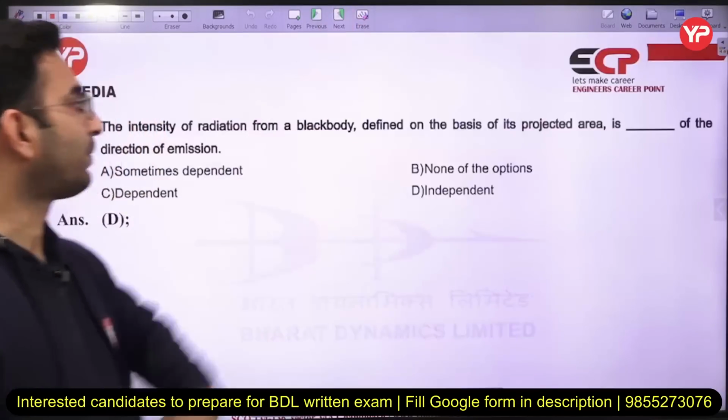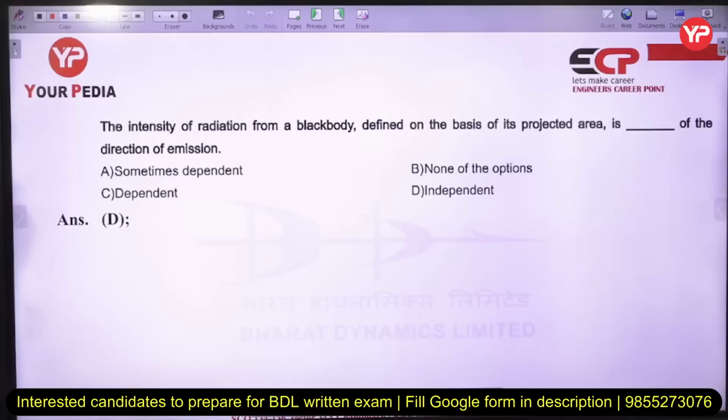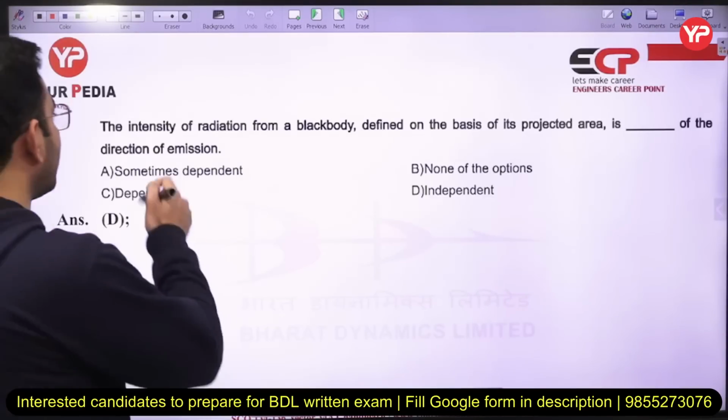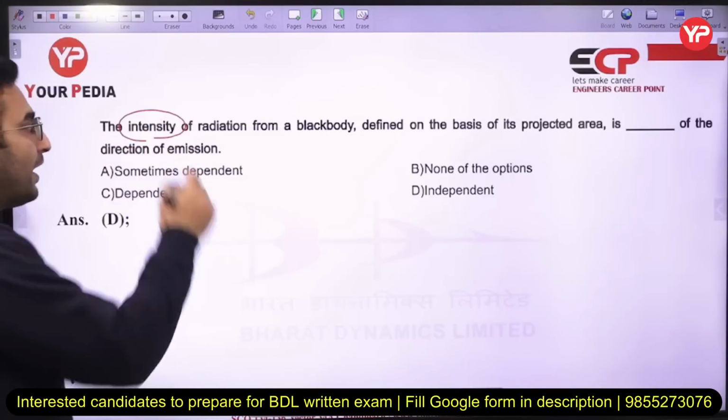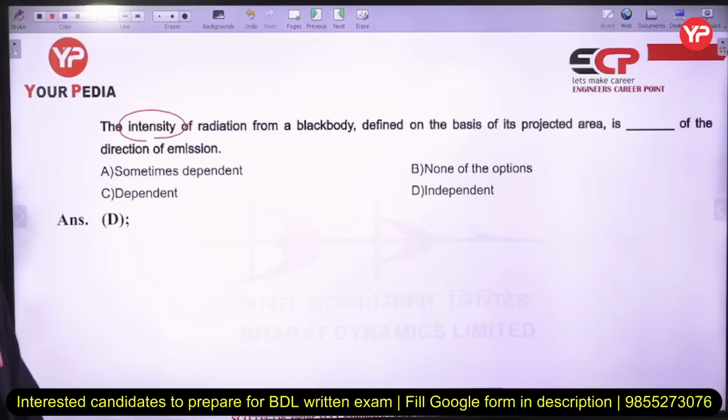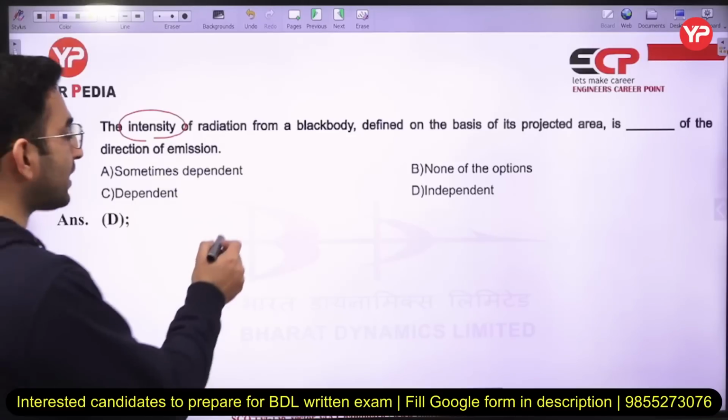Now see here, the first question of the exam is: the intensity of the radiation from a black body is defined on the basis of its projected area and is dash of the direction of emission. So the first question is related to heat transfer. It is specifically asking you about the intensity. The intensity topic is basically covered in the radiation part here, which is defined with the help of Lambert cosine law.